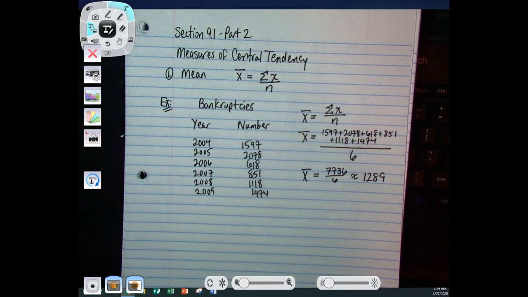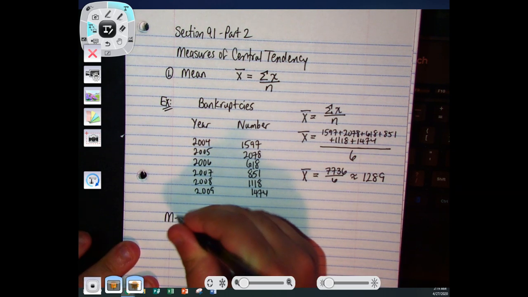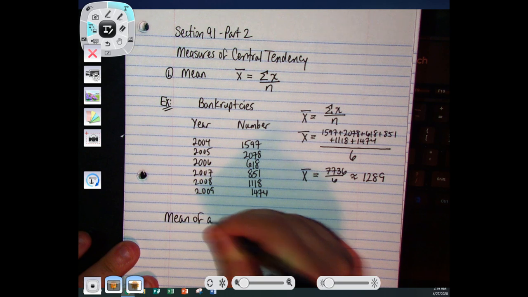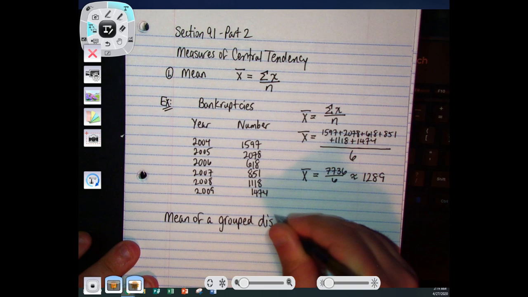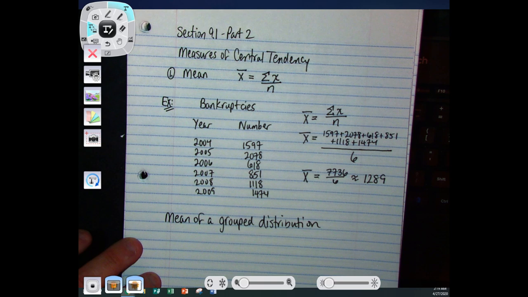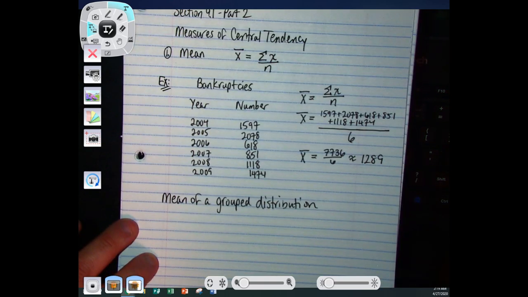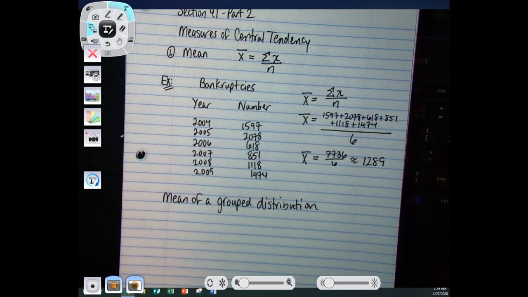Now, from here, we can also get what's called a group distribution. Again, keep in mind we talked about group frequency distributions. That's where we create the tally tables, and we looked at the frequencies based on the intervals.